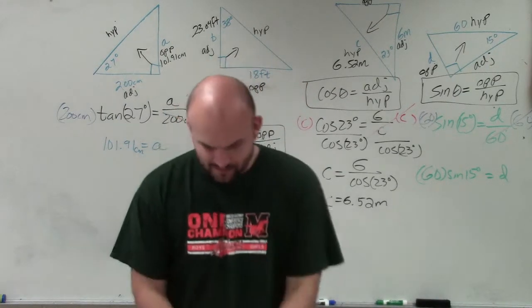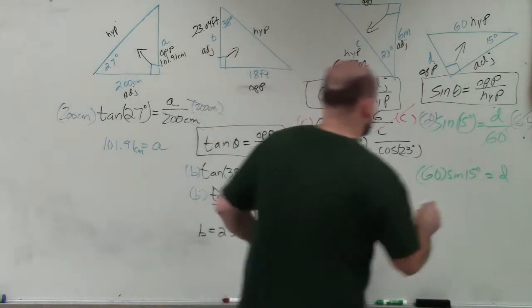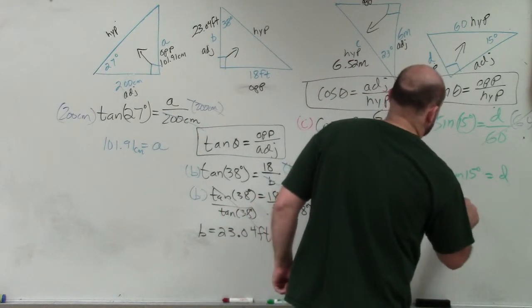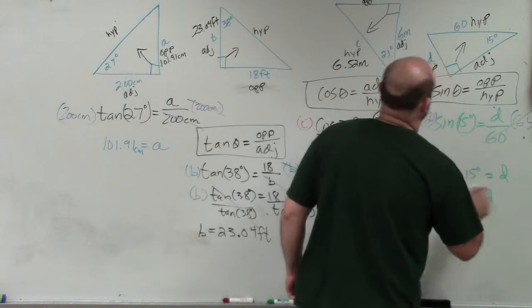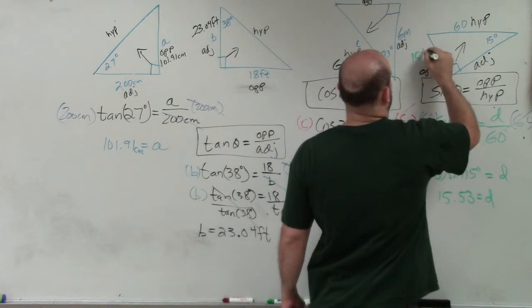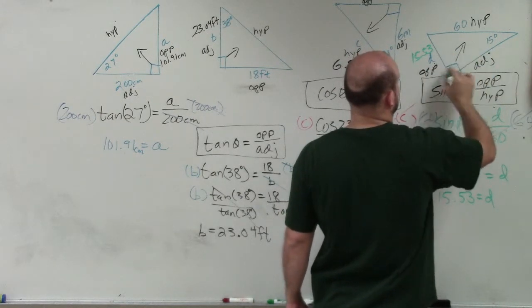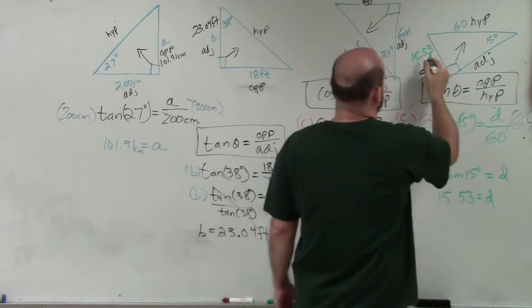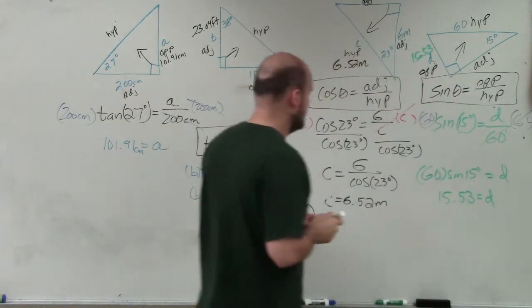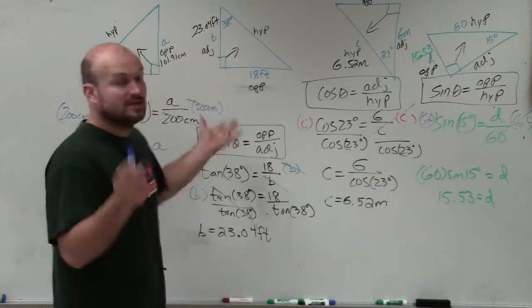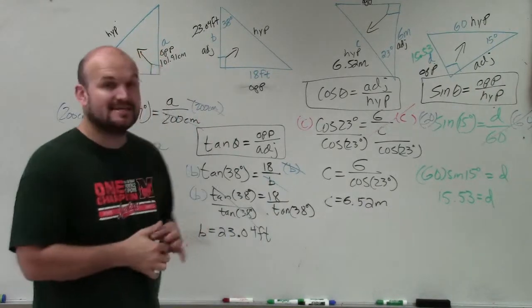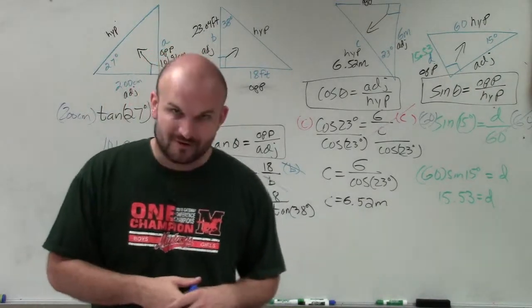And I get 15.53. So 15.53 equals d. And that is just in units, so I don't need to have a measurement for it there. So there you go, ladies and gentlemen. That is how you find the missing side of a triangle using our trig functions. Thanks.